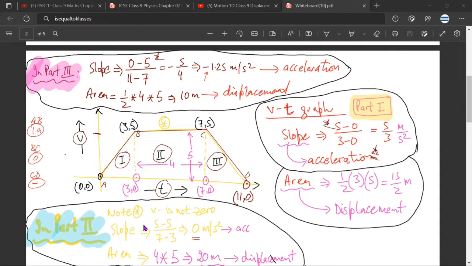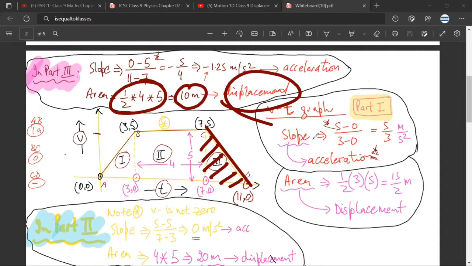So the third thing that we need to calculate is, what is the displacement from C to D? Again, I'll have to find the area under the curve. The area would be given by half base into altitude, because this is a triangle. Are we clear? Yeah. So if I find half base into altitude, this would be 10 meters and this would be the displacement. Are we clear?